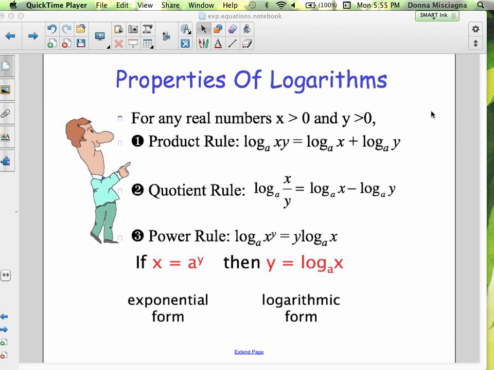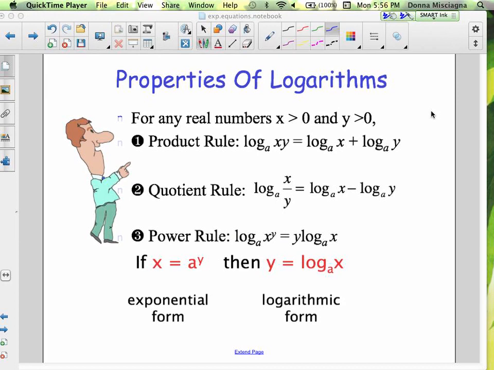The reason it says for any real numbers x greater than 0 and y greater than 0 is you can only take logs of positive numbers. And that's because when you raise a base to a power, you're going to get a positive number. So raise a positive number to a power, you get a positive number. All right, so we have our product rule.